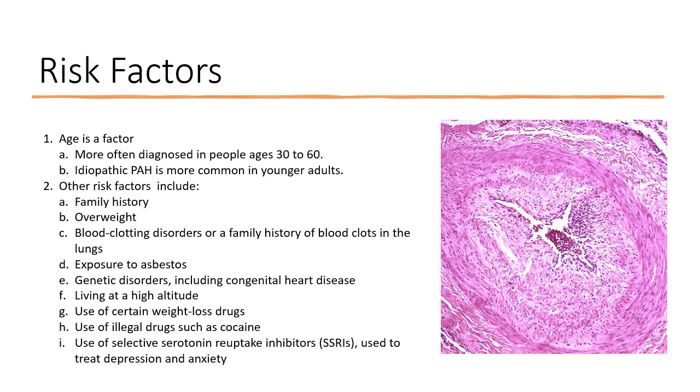What are the risk factors for pulmonary hypertension? Age is an important risk factor. More often, it is diagnosed in people ages 30 to 60. Idiopathic pulmonary arterial hypertension is more common in younger adults. Other risk factors include the following. 1. Family history. 2. Being overweight. 3. Blood clotting disorders or a family history of blood clots in the lungs.